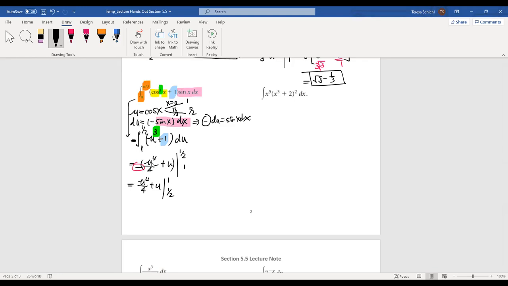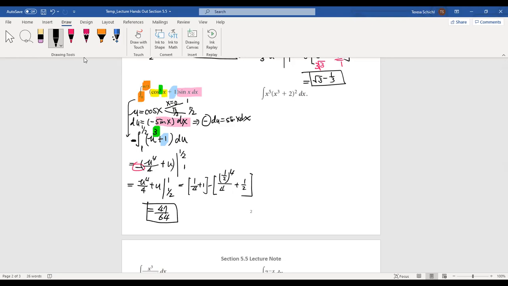Okay, so that means you put the 1 in, so this will be 1 to the 4th over 4 plus 1, minus, you put 1/2 in, so it's 1/2 to the 4th power over 4 plus 1/2, right? Okay, so now your final answer is 47/64 here. All right, so now let's do another one and we can take a break.